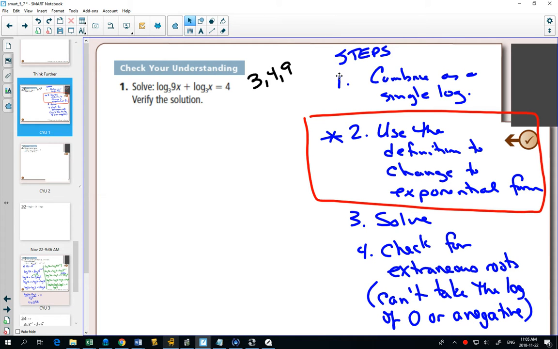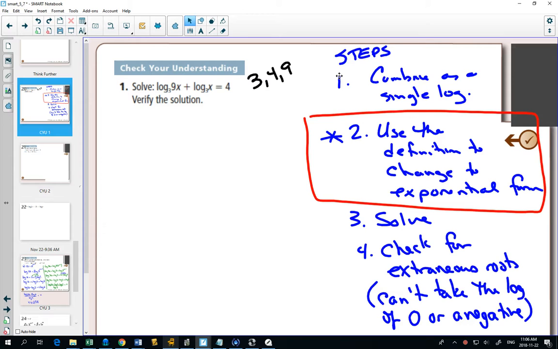So, the steps for solving a logarithmic equation. A logarithmic equation is when there's an x inside of a logarithm. And the steps for solving it are to first combine as a single logarithm. The main important thing that we're doing here is in the red box: to solve a logarithm, if you have a single logarithm, you can change it to exponential form, and that you can do by using the definition. That's the most important step. It's also the key step that seems to be that everybody always forgets.